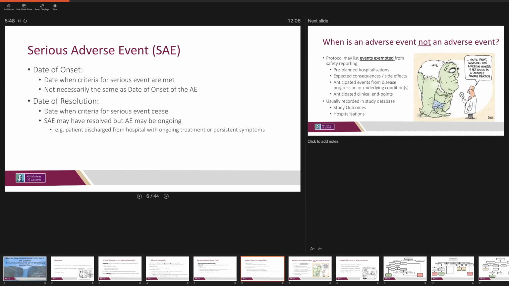The date of onset for an SAE is a bit different to the date of onset of an AE, because it's the date when the criteria for seriousness are met, not when the AE actually started. And the date of resolution is when the seriousness criteria are no longer met.